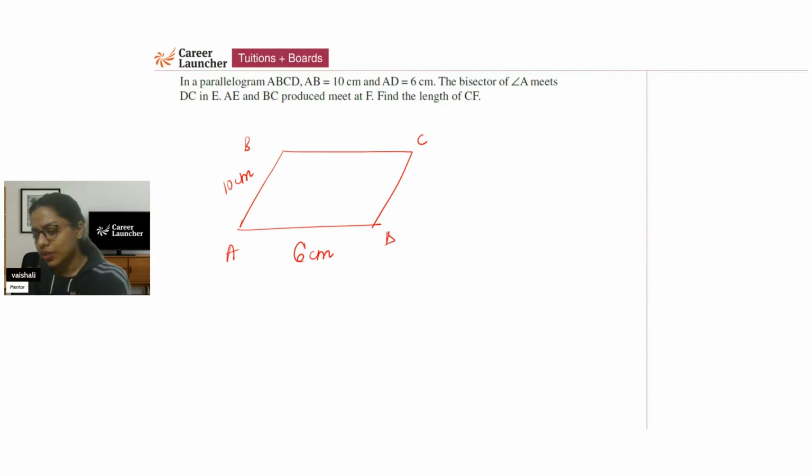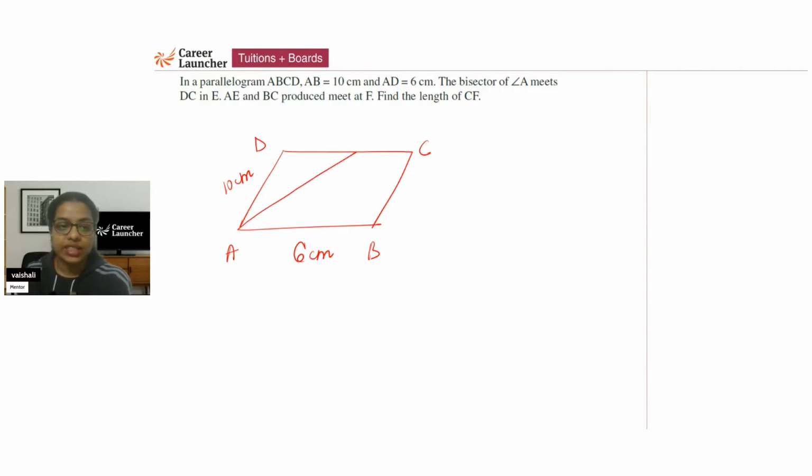Or we can draw it another way. Let us take this down as the other way around. Let's make this a little more properly. Yes. So the bisector of A.